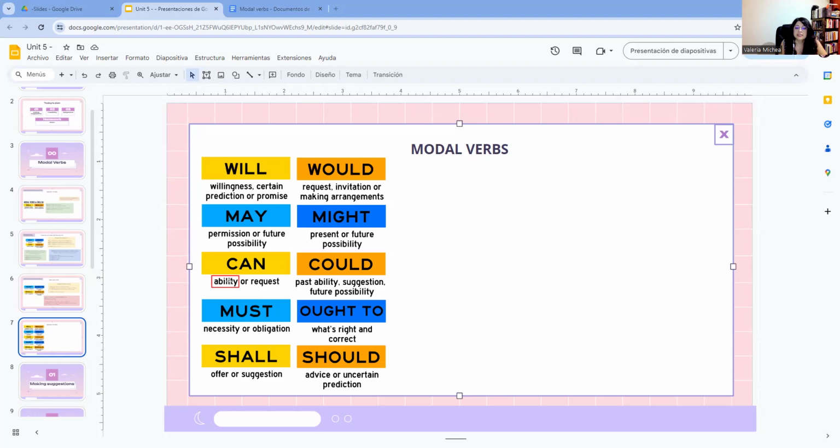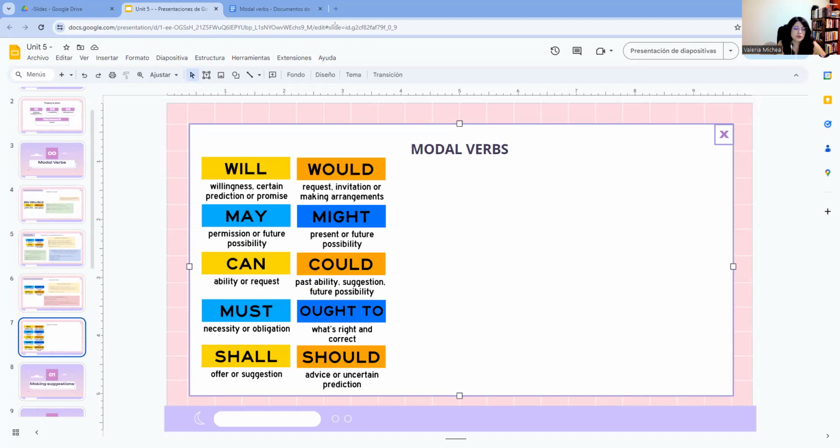What else? We can also use could for past ability. So we can talk about when I was a child, for example. When I was a child, I could run very fast. It is possible, right? So it all depends on the context, on what you mean when you're using these modal verbs. So that's what we studied last class.